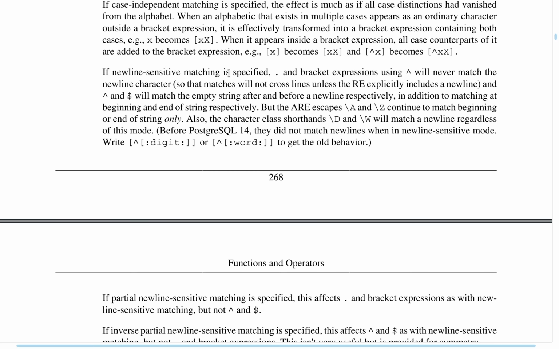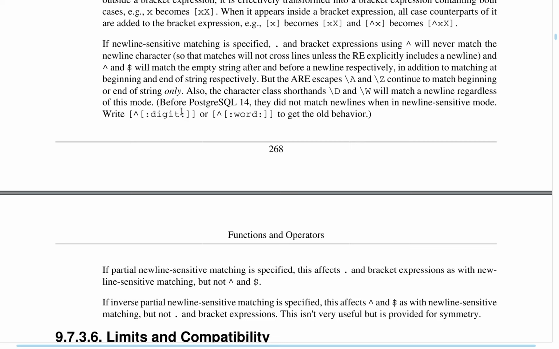If newline-sensitive matching is specified, . and bracket expressions using ^ will never match the newline character, so that matches will not cross lines unless the RE explicitly includes a newline, and ^ and $ will match the empty string after and before a newline respectively, in addition to matching at the beginning and end of the string respectively. But the ARE escapes \A and \Z continue to match beginning or end of string only.